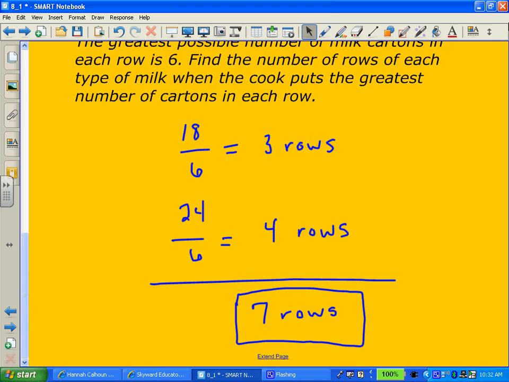Okay, so pretty much we find the greatest common factor, and then we take the totals and we divide it by the greatest common factor to figure out how many rows we have of each one.